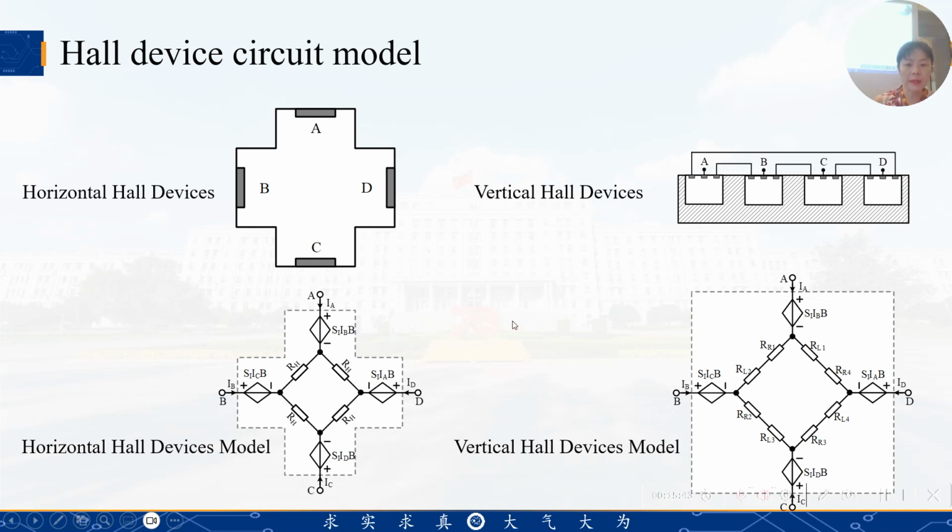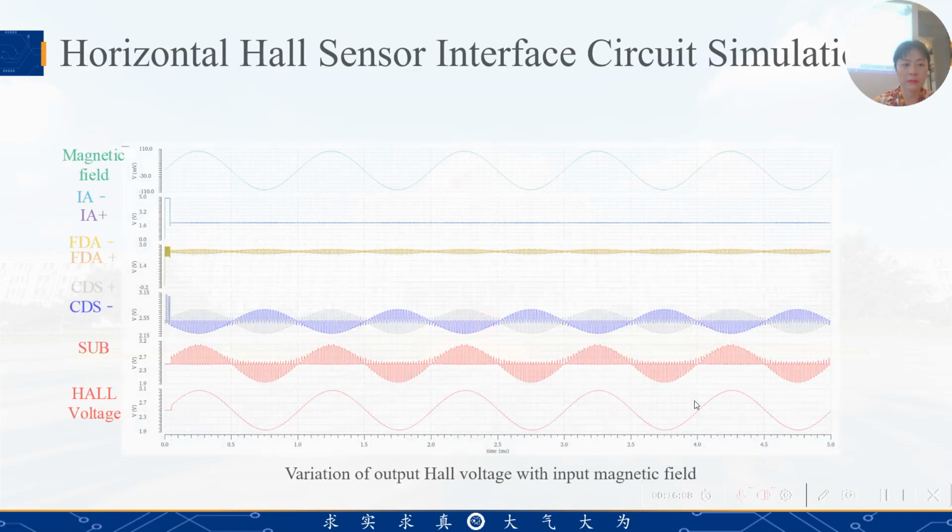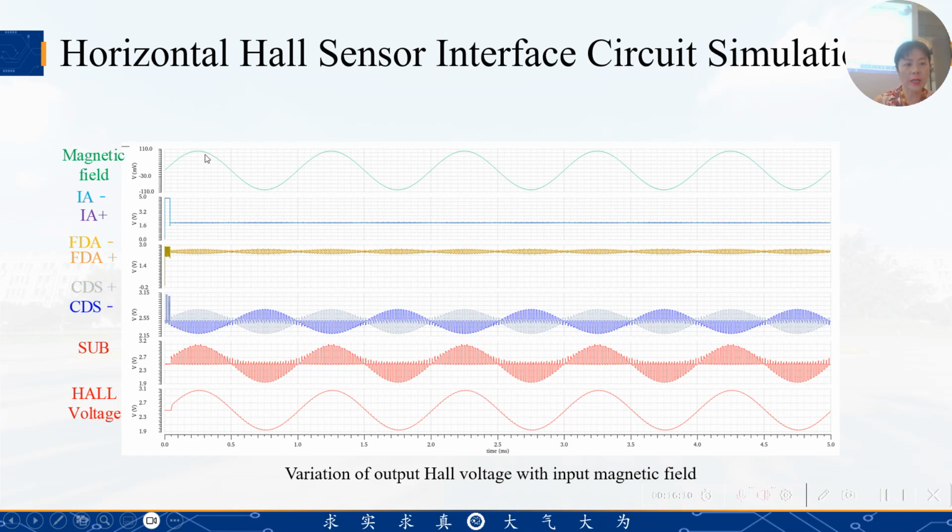This is the spinning current resistor model inside of the Hall sensor. This is our interface circuit. After the whole device, we have the spinning circuit and amplifier, correlated double sampling, subtraction, and sample-and-hold low-pass filter. This is our final simulation result in Cadence. We can say that if we apply a magnetic field across the chip, we can get the Hall voltage accordingly.